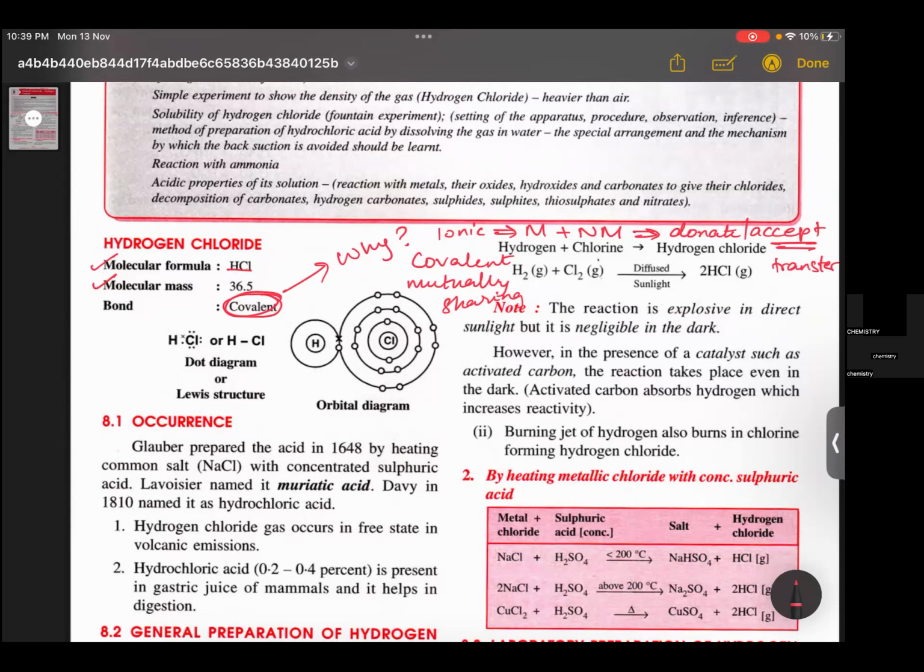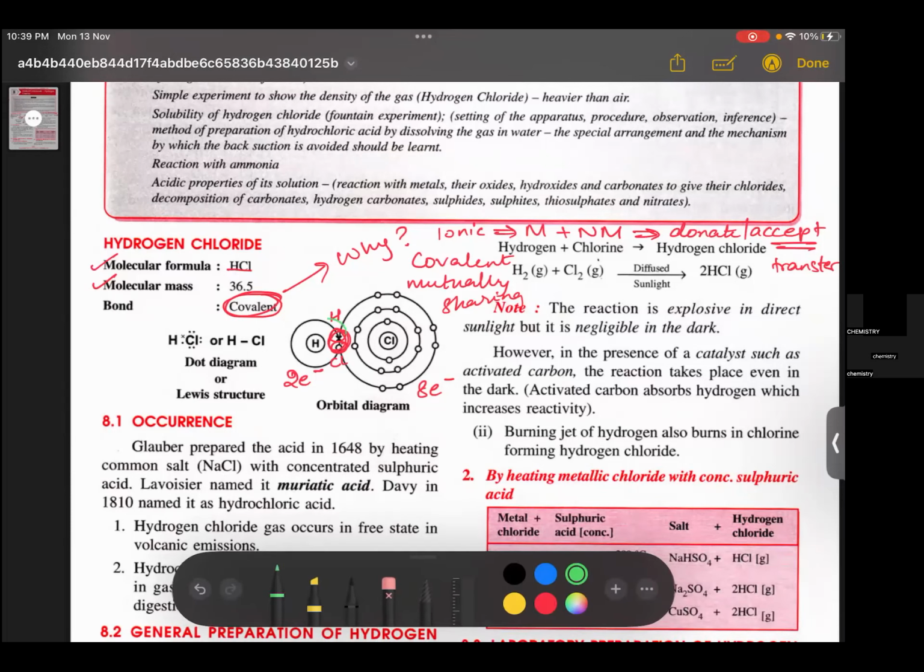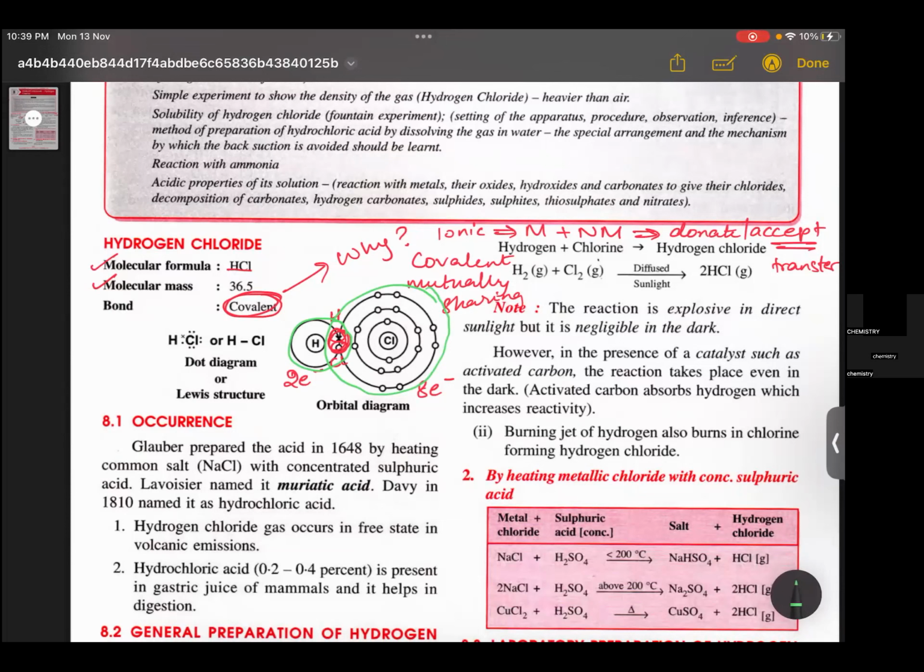Now, in order to attain stability, hydrogen requires 2 electrons, whereas chlorine requires 8 electrons. Hydrogen has 1 electron, chlorine has 7 electrons. So this electron of chlorine and this electron of hydrogen mutually get shared in such a way that hydrogen has 2 electrons and chlorine has 8 electrons. So you need to know the dot structure of HCl. There'll be more elaboration of this in the topic of chemical bonding, where we'll actually learn dot diagrams. And orbital diagrams we already know.